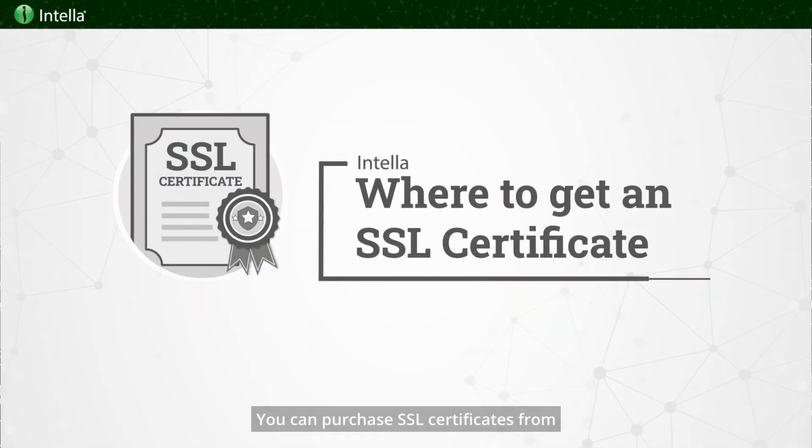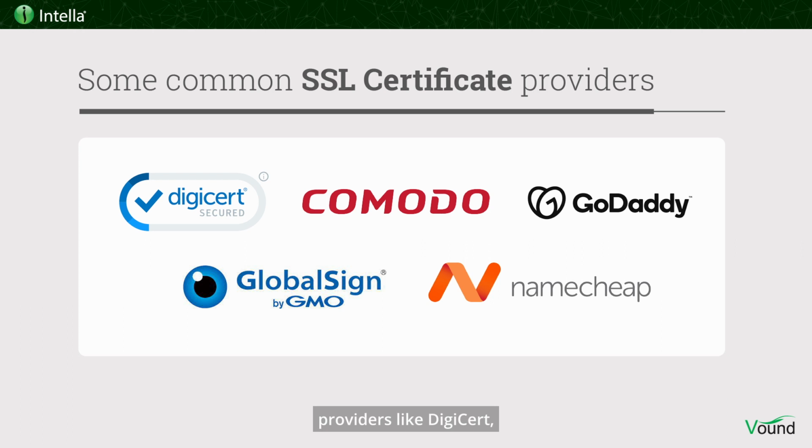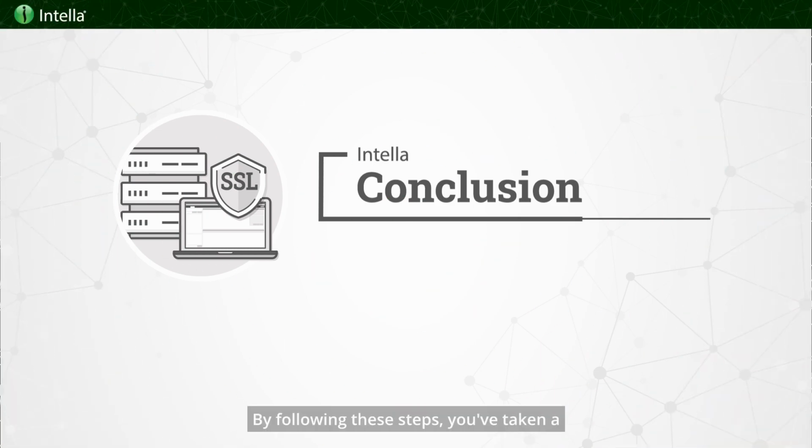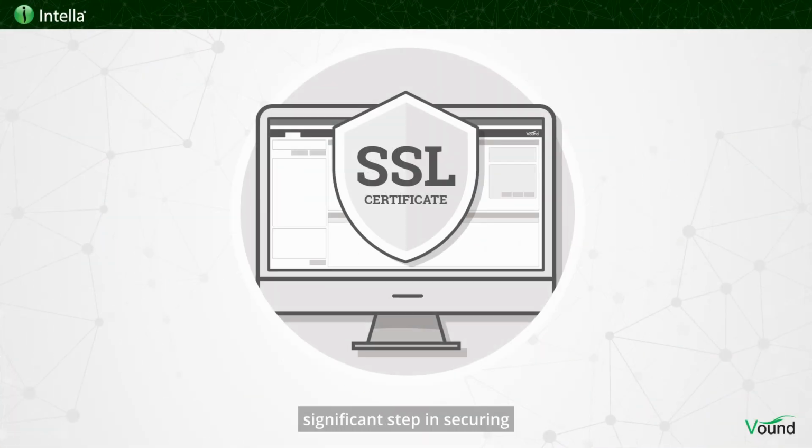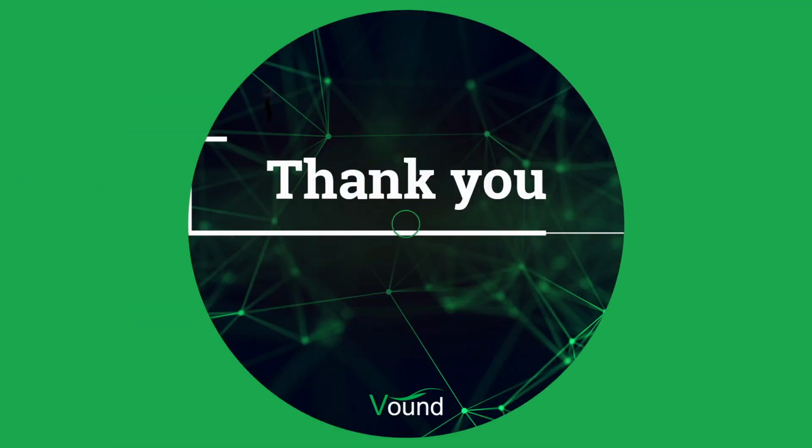You can purchase SSL certificates from providers like DigiCert, Komodo, GoDaddy, GlobalSign, or Namecheap. Evaluate your options and choose a provider that meets your security requirements and budget. By following these steps, you've taken a significant step in securing your Intella platforms with SSL. Each service on separate machines requires its own SSL certificate, and now you know how to set it up. Stay secure and thank you for watching.